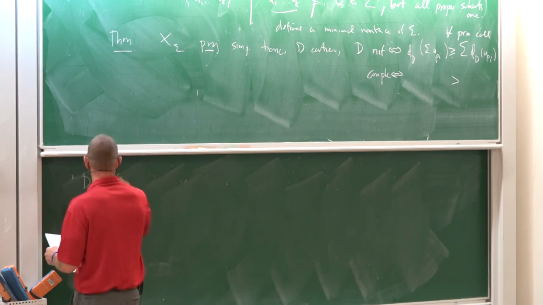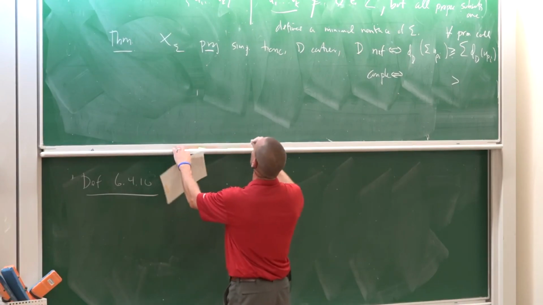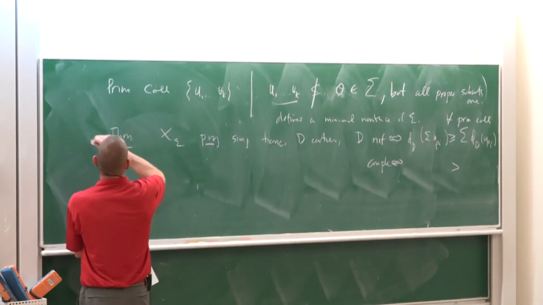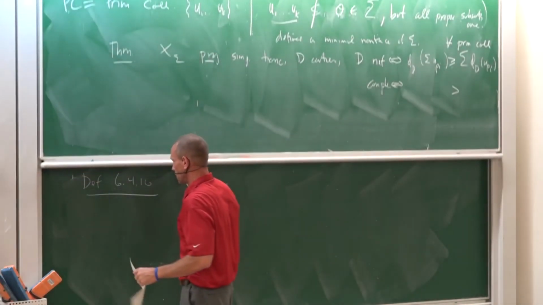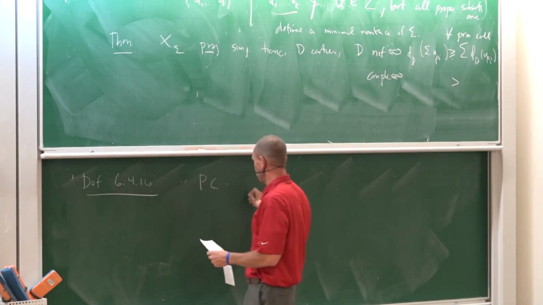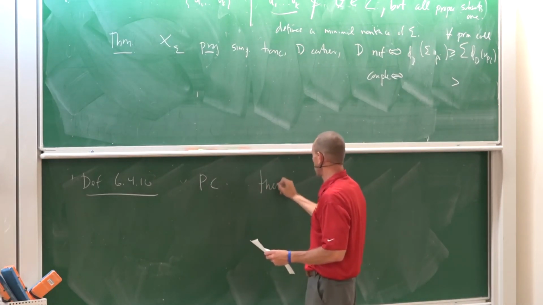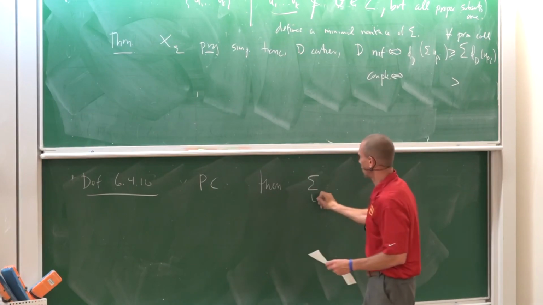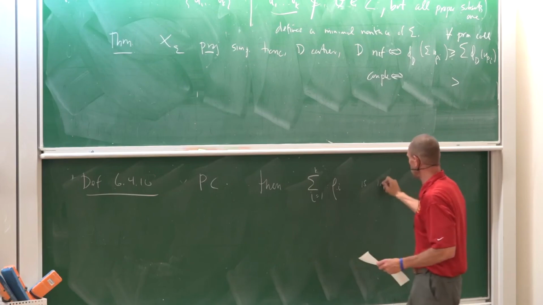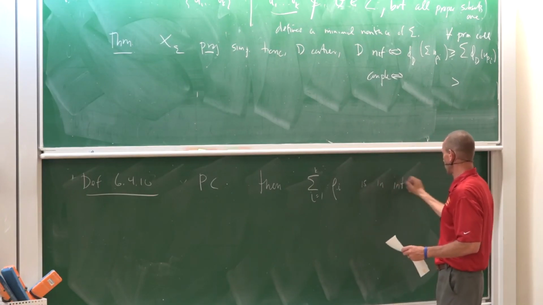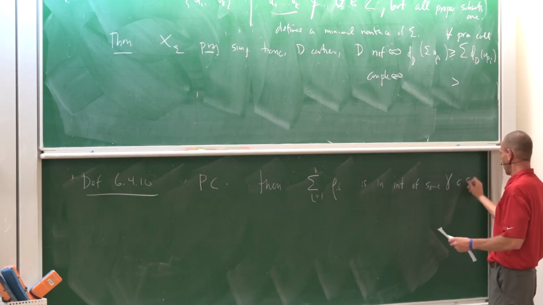Definition 6.4.10. Let's say PC is a primitive collection. So if PC is a primitive collection, then the sum over i equals 1 to k of rho_i is in the interior of some cone gamma. You guys with me?